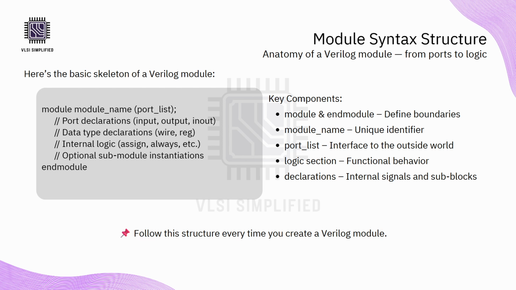After the header, you declare the ports with their directions like input, output or inout. Then you define internal signals using wire or reg. Then comes the actual functional logic, which can be continuous or procedural. Optionally, you can even instantiate other modules inside, creating a hierarchy. Finally, close the definition with endmodule. This structure becomes very handy after writing a few modules. It is the skeleton that every Verilog design is built on.